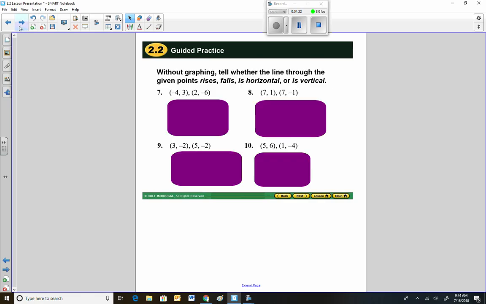All right, here's some for you to try out. Pause your video while you do 7 through 9 or 7 through 10 and tell whether or not it's negative, positive, 0, or an undefined slope.